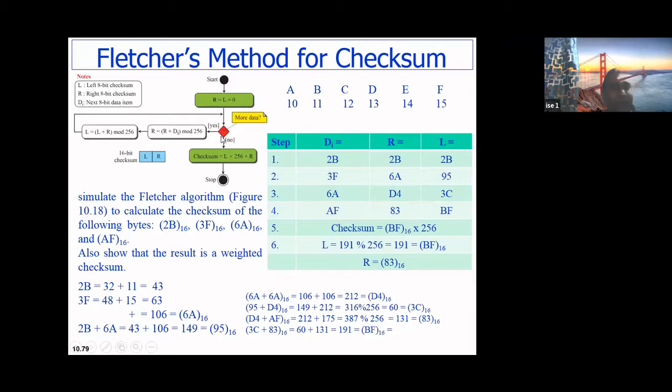And I'll come. I'm checking more data. You got the idea? Yes, there is data. I have finished working with only the first data, that is 2b. Now I'll read the second data, 3f.